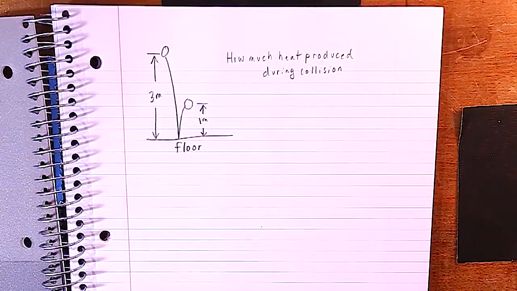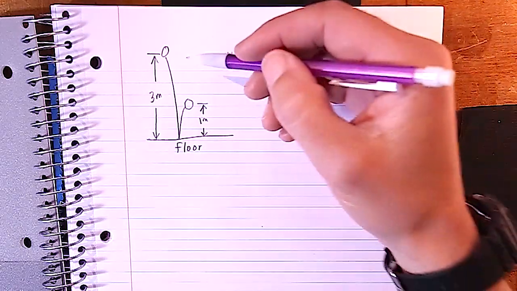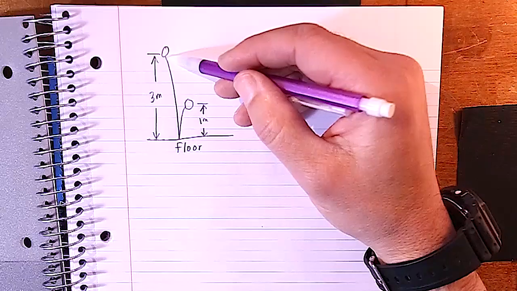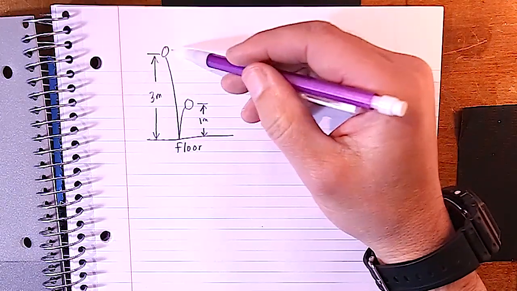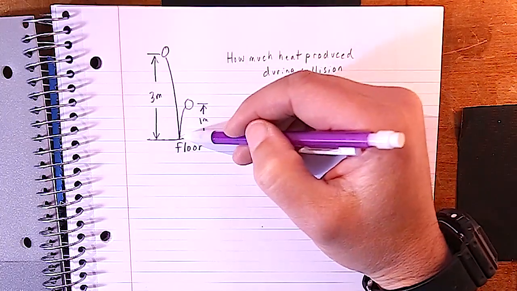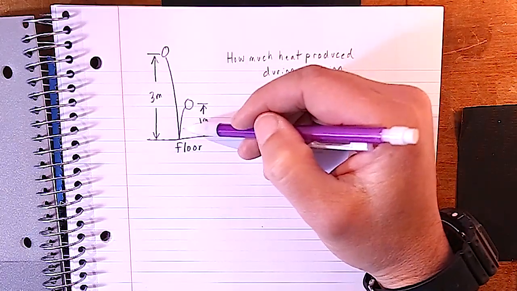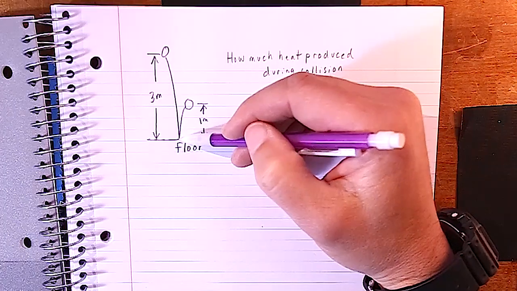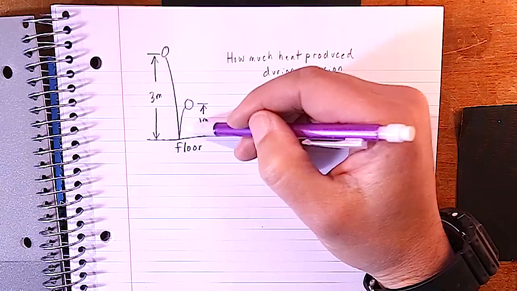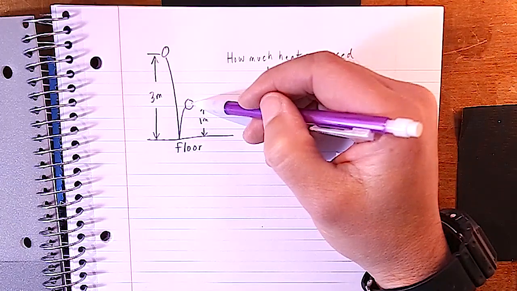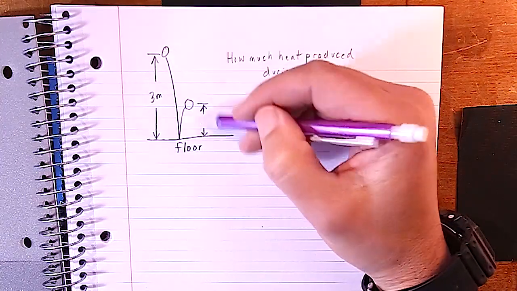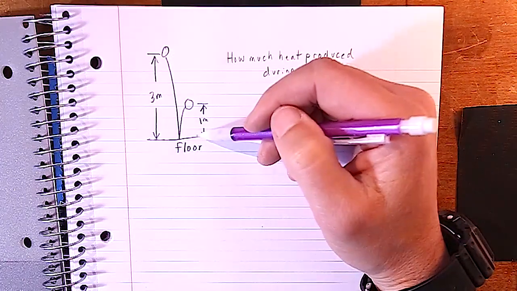Let's look at a collision problem. We know that if we take a ball in the real world and drop it, the ball won't bounce to the same height that we dropped it from. The reason that happens is because during the collision, the ball produces heat with the floor. So that heat that's lost prevents the ball from traveling as high. So let's say it only bounces 1 meter high after it's been dropped from 3 meters. How much heat was produced?